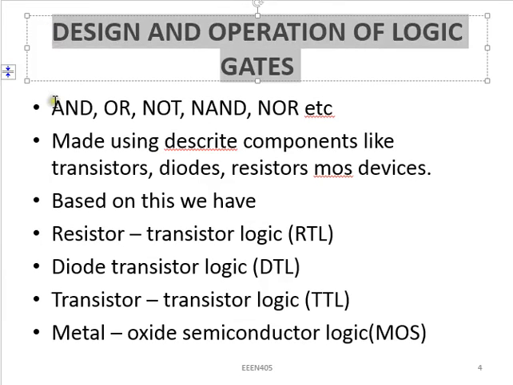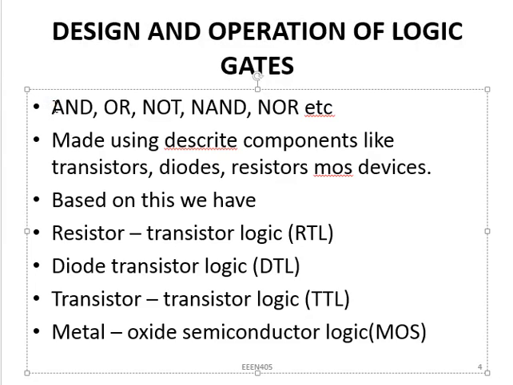Of course, we know from our knowledge of 307 that the basic logic gates include AND gates, OR gates, the NOT gate, which is an inverter, the NAND gate, the NOR gate, and the rest like exclusive OR, exclusive NOR, and many more. Now, these gates are fabricated using discrete components, and the discrete components include transistors, diodes, resistors, and most of all, metal oxide semiconductor devices.